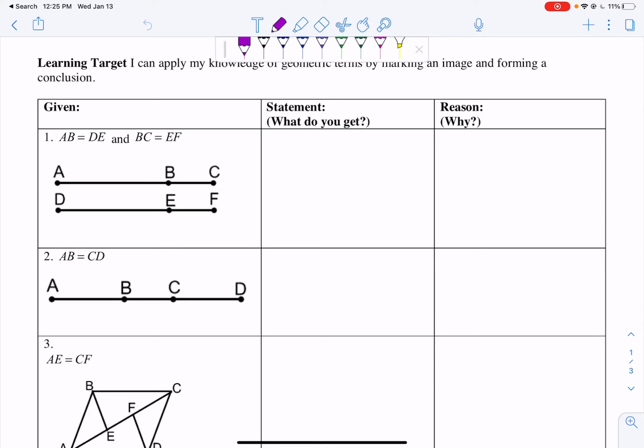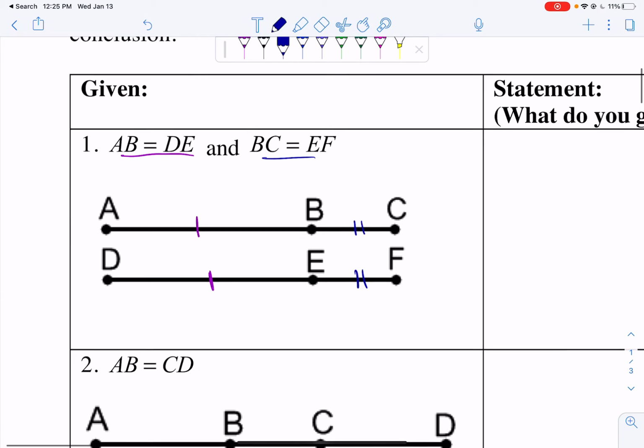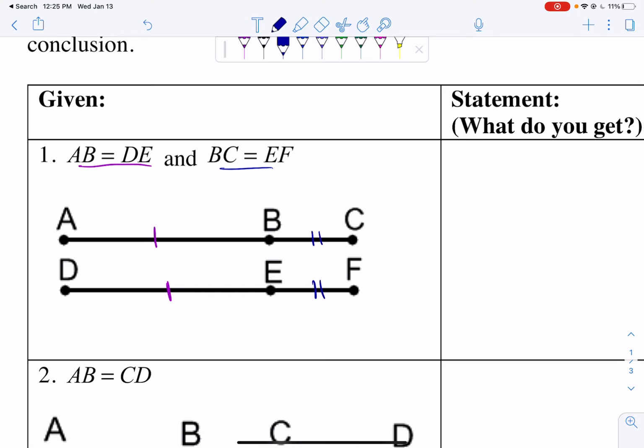The first thing I want us to do is mark our images with that given information. So I can say that AB is congruent to DE and BC is congruent to EF. If you look, I have one tick mark on AB and two tick marks on BC. I have one tick mark on DE and two tick marks on EF. So what I can do is add AB and BC together to make AC, and I can add DE and EF together to make DF.